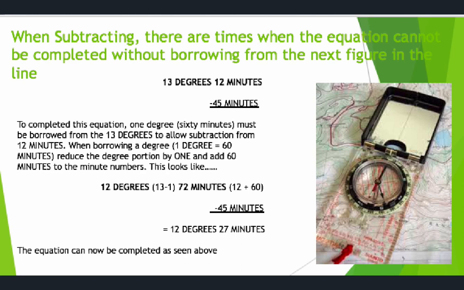This looks like this. Let's say we originally had 13 degrees. Minus 1 gives us 12 degrees. We would then add that 1 degree, or 60 minutes, to the 12 minutes, giving us 72 minutes. Thus, 12 degrees and 72 minutes minus 45 minutes gives us a final answer of 12 degrees and 27 minutes. This equation can now be completed as seen above.